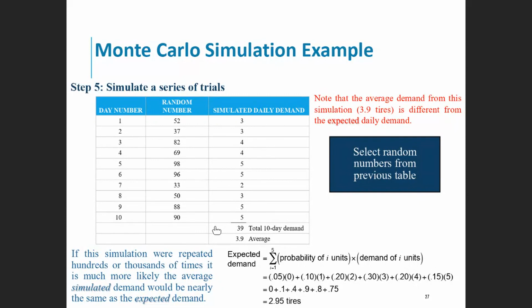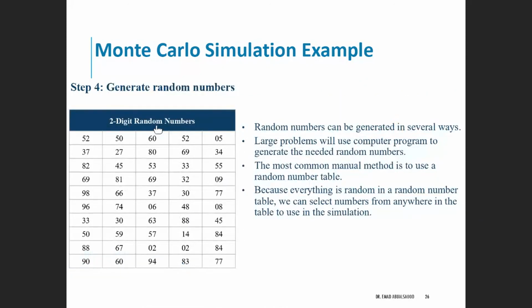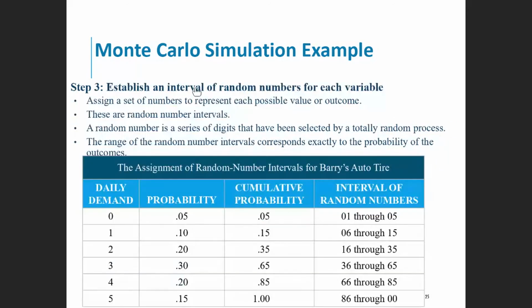And you see the word random, which is العشوائية, comes in 2 steps: in step 4, when we generate the random numbers, and also in step 3, when we generate the random interval numbers for each variable. And in that example, we had only one variable. This is the level you are going to deal with in terms of examples or questions you are going to take for the Monte Carlo simulation.